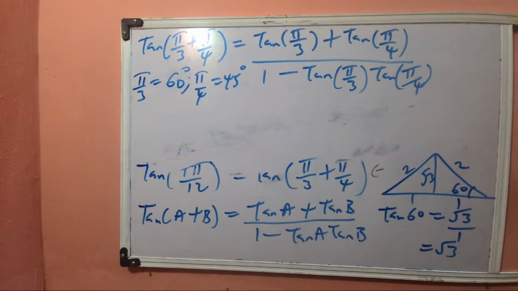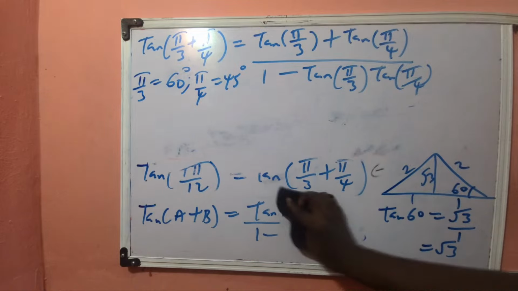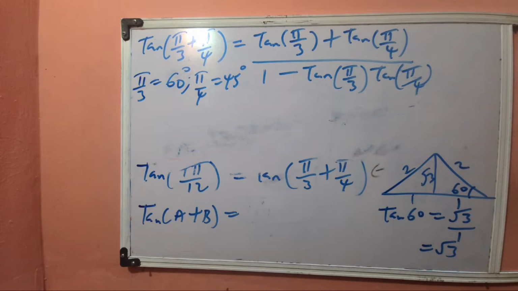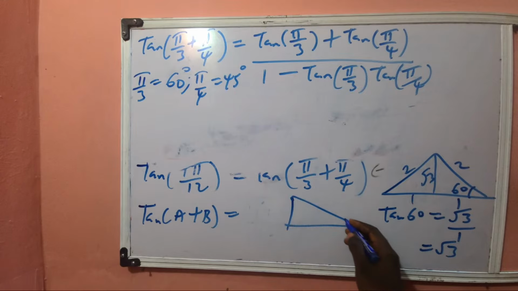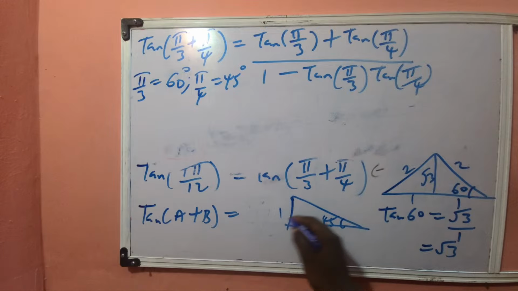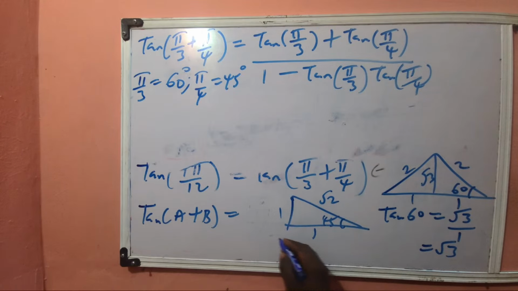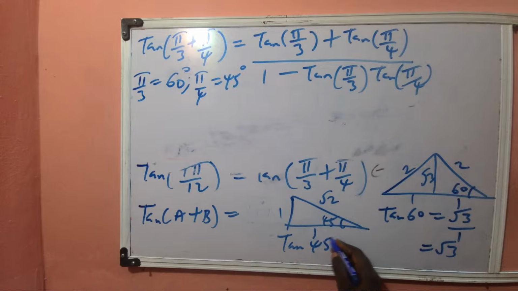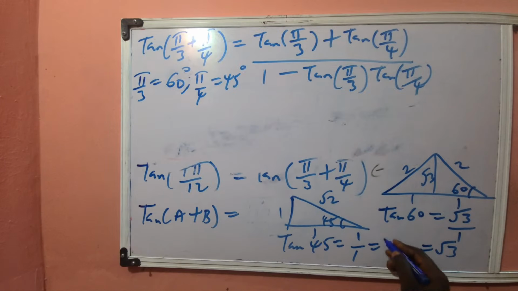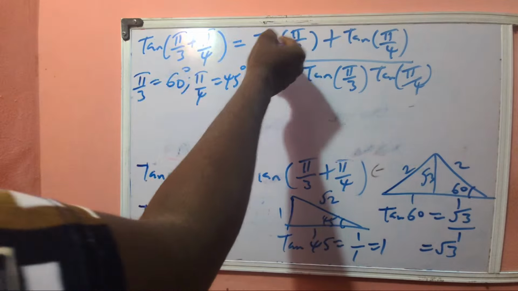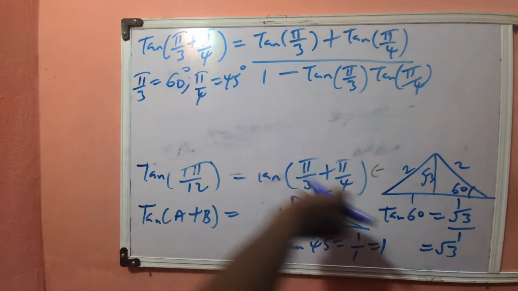All right. What about tan 45? We use our special angle also. For the 45 degree angle, we have 1, 1, root 2. So tan 45 is opposite over adjacent, that'll be 1 over 1. That means tan 45 is 1. So now we can go on to solve this. This is tan pi over 3, which was tan 60. Tan 60 is root 3.